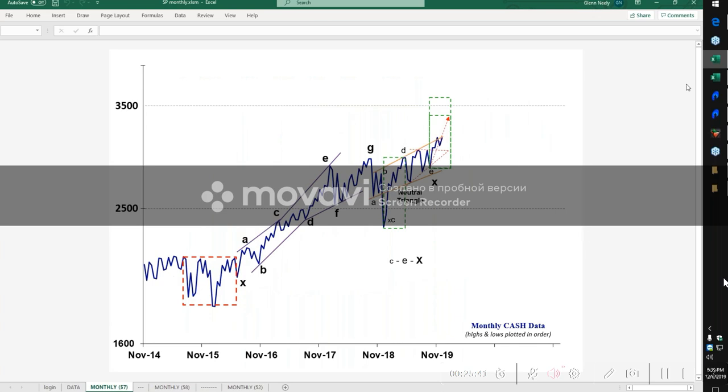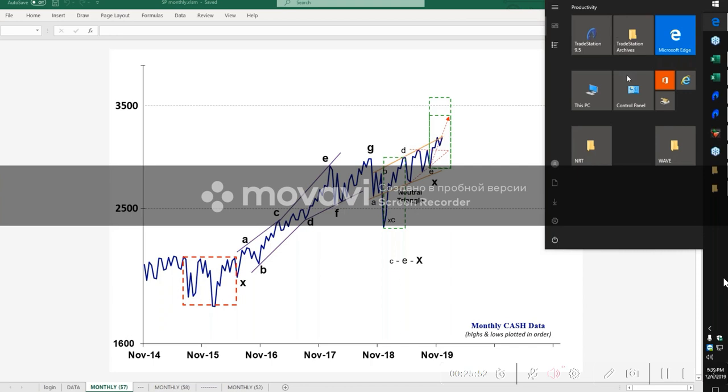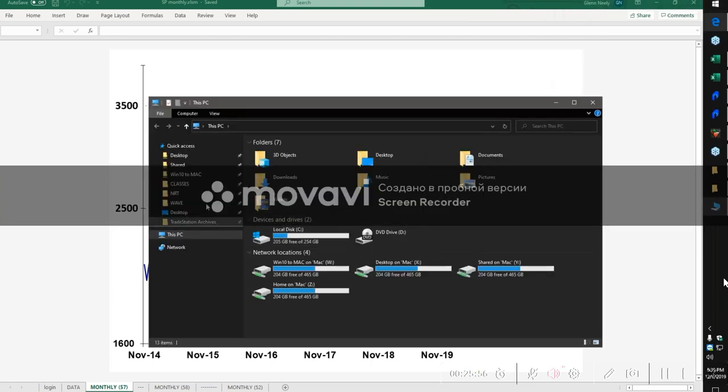So this is the primary preferred count. And any questions on that before I move on? That's coming in. Let me pull up the weekly chart really quick to show this same phenomenon, since we do have time today, more than normal time.